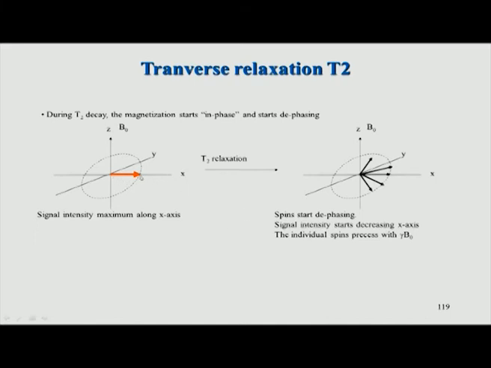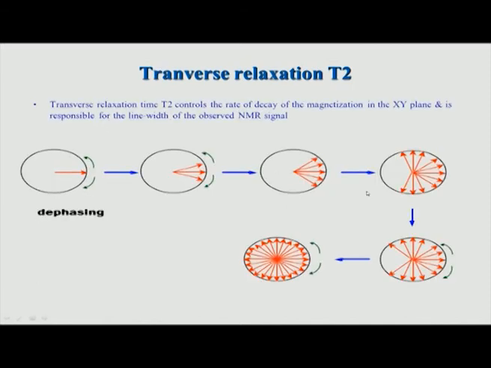You start from this position, which is the 90 degree, and it starts dephasing around in the xy plane, and that is what we said is T2 relaxation. It is also shown in this picture. This is looking from the top view. This circle is in the xy plane, and z is coming out of the plane towards you. You can see the vector starts dephasing, and slowly after a long time they are completely dephased.